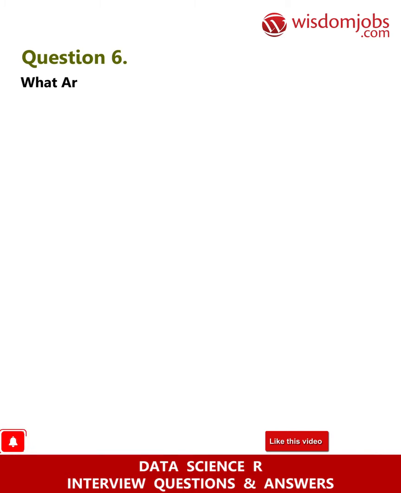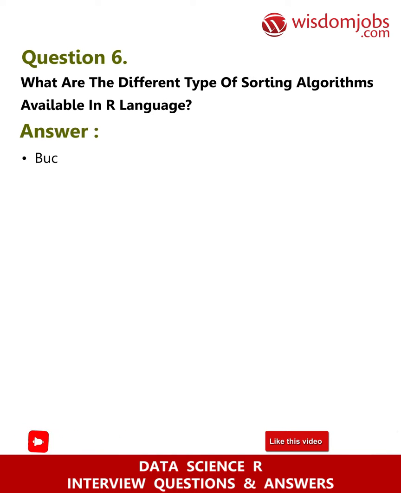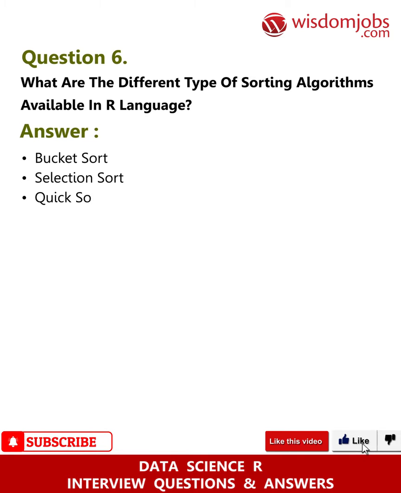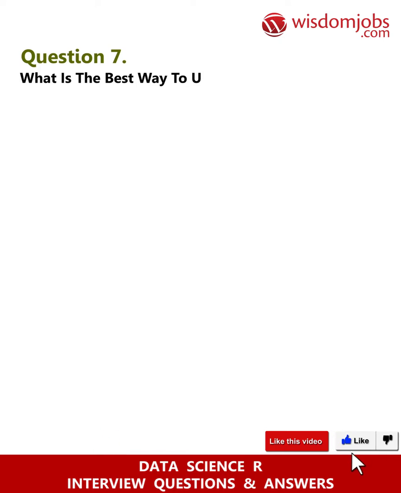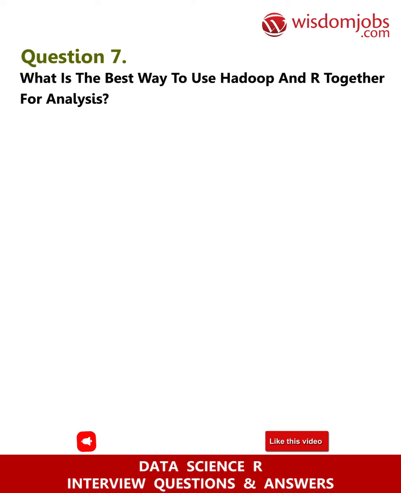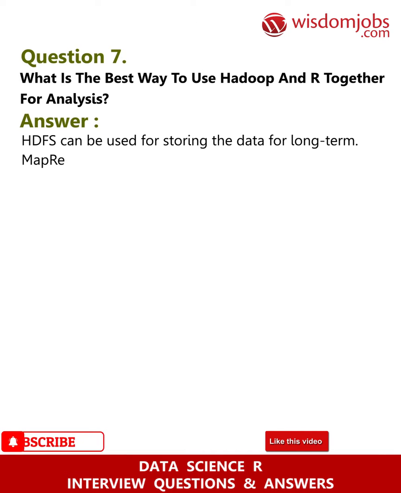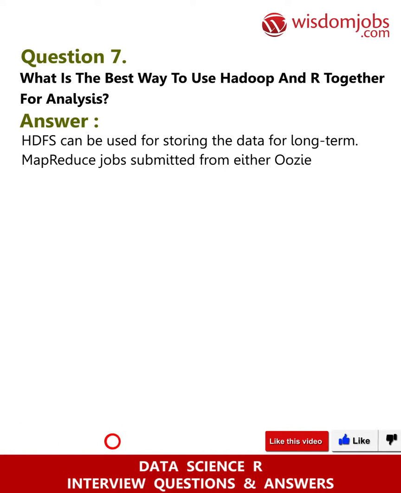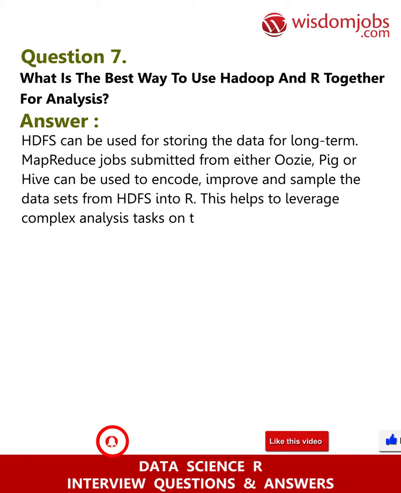Question 6. What are the different types of sorting algorithms available in R language? Answer. Bucket sort, selection sort, quick sort, bubble sort, merge sort. Question 7. What is the best way to use Hadoop and R together for analysis? Answer. HDFS can be used for storing the data long-term, with MapReduce jobs submitted from either RHIPE, Pig or Hive used to encode, improve and sample the data sets from HDFS into R. This helps to leverage complex analysis tasks on the subset of data prepared in R.